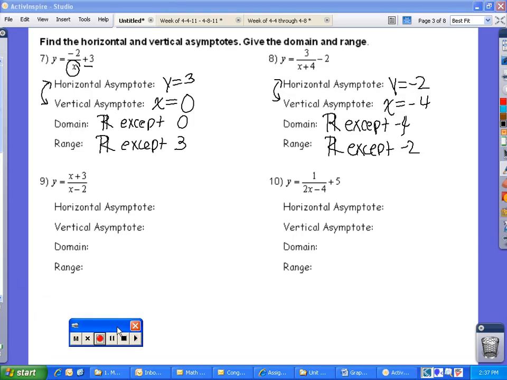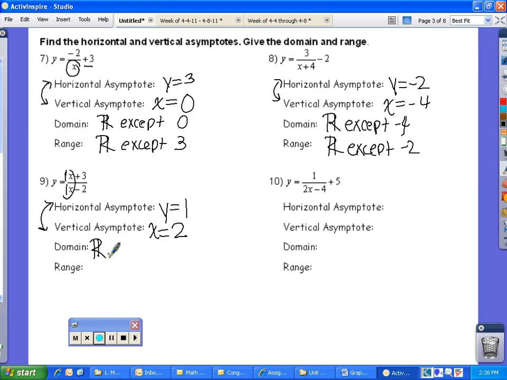Okay, so 9 is a little bit different now. In 9 you have two variables. You have one on the top and one on the bottom. So the one that's going to change here, and again, sorry, these are flipped, the horizontal asymptote is now going to be determined by those coefficients. So 1 over 1, that means your horizontal asymptote is going to be y equals 1. And your vertical asymptote is going to be x equals 2. Domain and range again, domain all real numbers except 2. And range is all real numbers except 1.